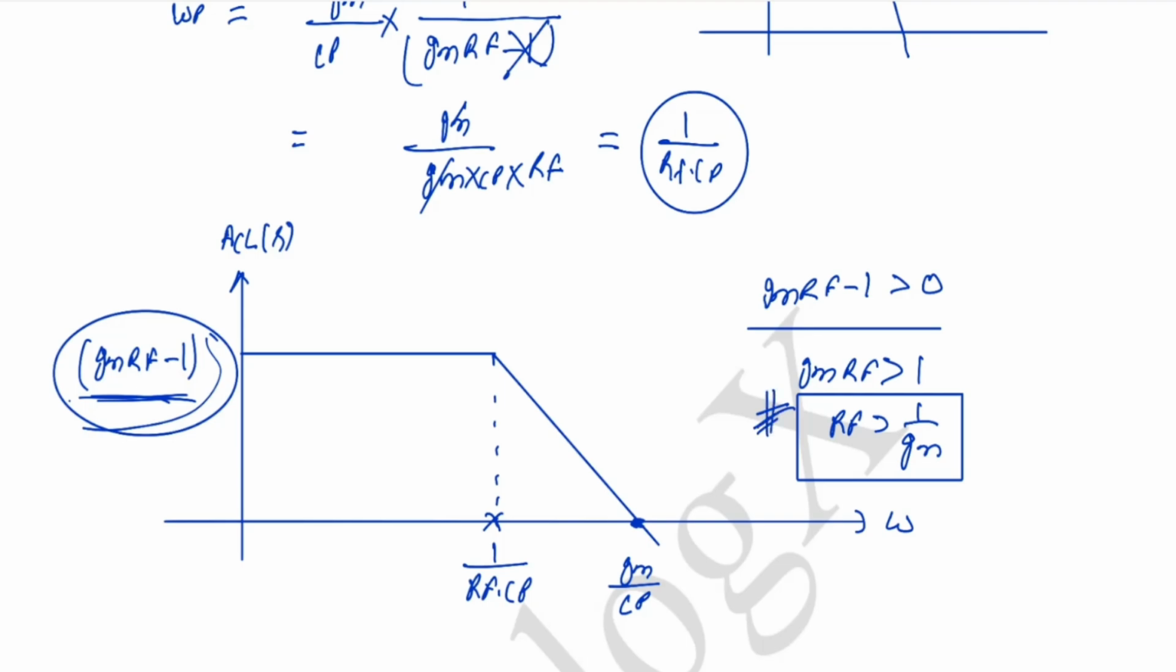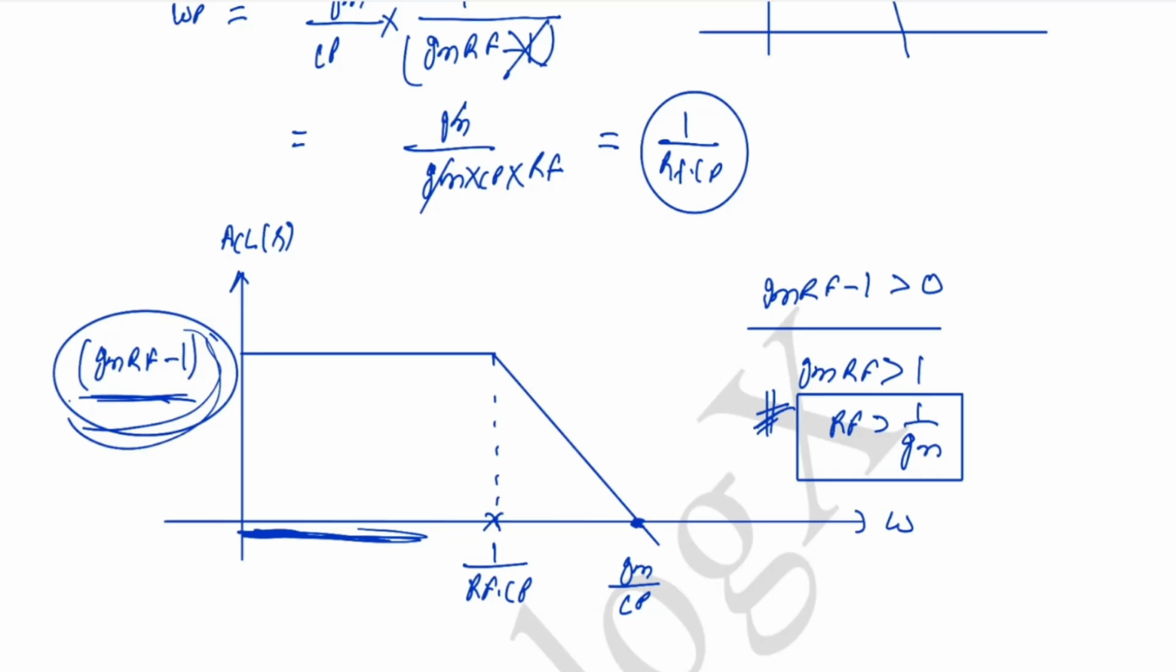So now this condition represents that RF must be greater than 1 by GM. Otherwise, if this value is less than 0, our gain will be negative and that will degenerate our circuit. Okay, so to get a gain, we must put our RF greater than 1 by GM. When you design this circuit, you will use it to bias another circuit. So you must put RF greater than 1 by GM. Okay, so I hope I was able to explain.